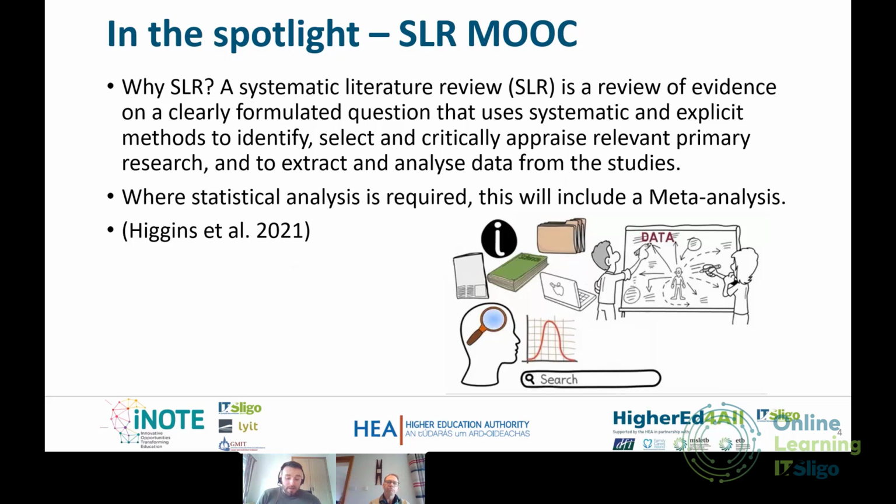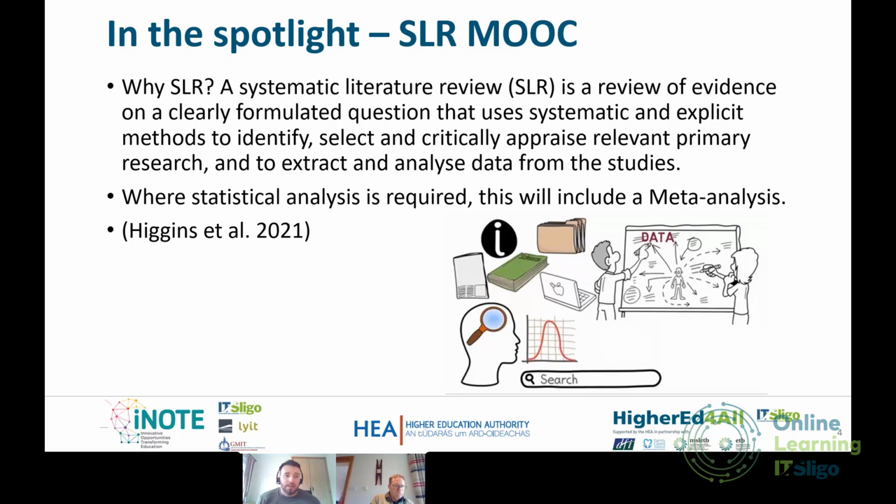So why systematic literature reviews for the Mooc? A systematic literature review is a review of evidence on a clearly formulated question that uses systematic and explicit methods to identify, select, and critically appraise relevant primary research, and to extract and analyze data from the studies. Comparing that to the opening slide from the World Health Organization, you can see there's a lot of crossover between the definition for evidence-informed decision-making and systematic literature reviews.